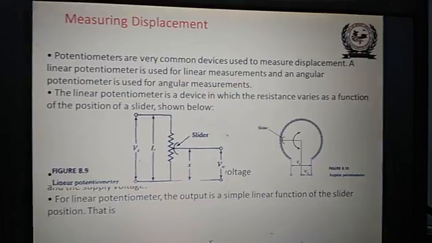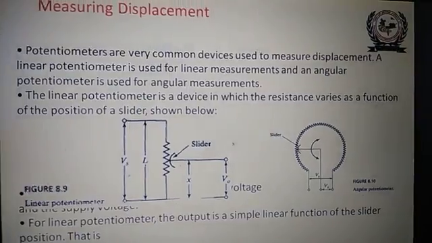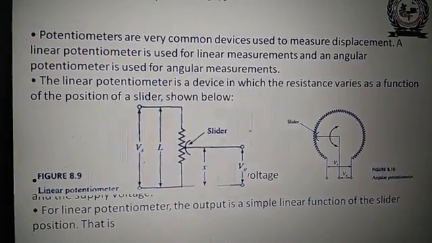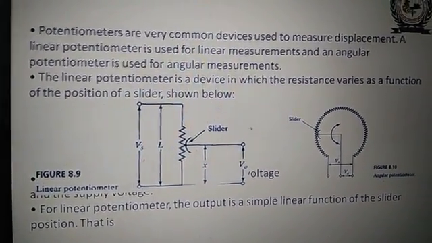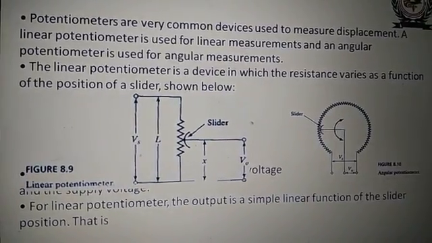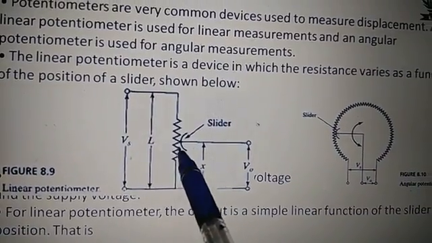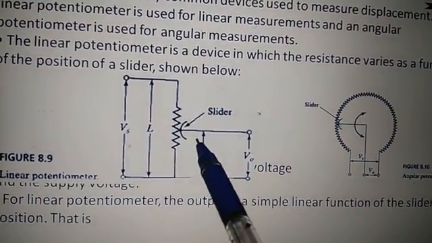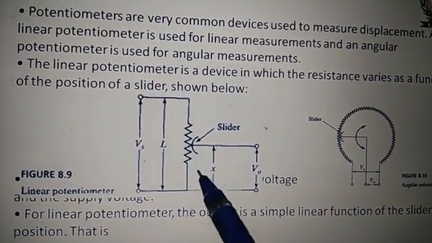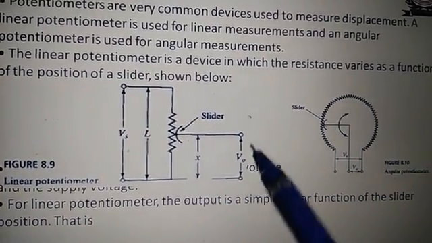Then you have in your syllabus the measurement of displacement also. Potentiometers are very common devices used to measure displacement. Linear potentiometers are used for linear measurements, and angular potentiometers are used for angular measurements. The linear potentiometer is a device in which the resistance varies as a function of the position of the slider. You can see this is the linear potentiometer, and this is a slider here. When this slider moves, the resistance will change, and as the resistance changes, the output voltage will change. So the movement of this slider is treated as a displacement, and this displacement is converted into voltage.